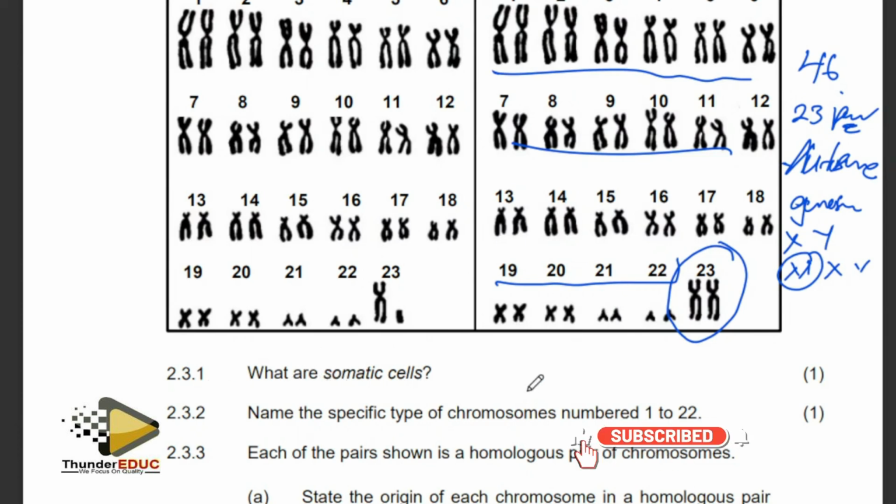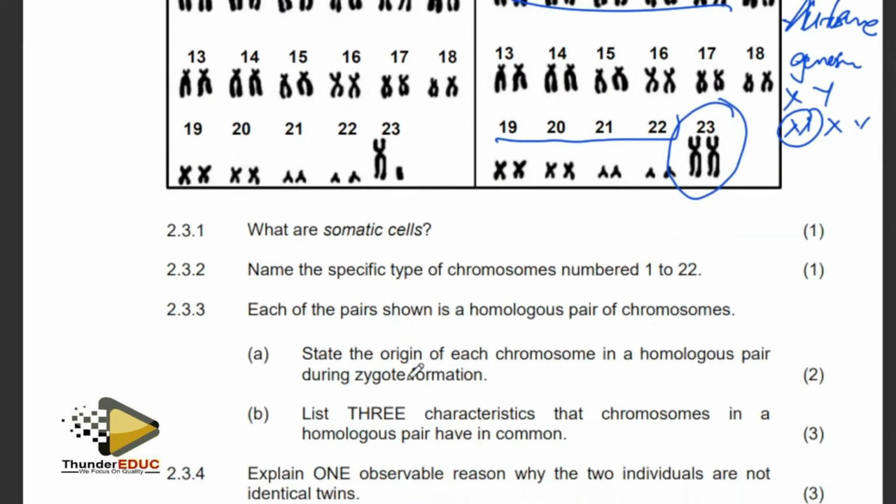What are somatic cells? Somatic cells are body cells. Name the specific type of chromosome for number 1 to 22. I said it is the autosome. Each pair is shown as homologous chromosomes. State the origin of each pair of chromosomes. Definitely, one came from the nucleus of the ovum and the other came from the nucleus of the sperm. For example, this chromosome came from the mother and this one from the father. Then fertilization took place and a zygote was formed. That's what they are looking for.